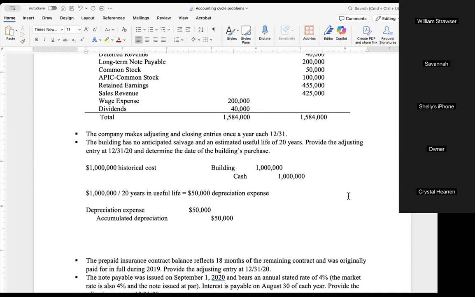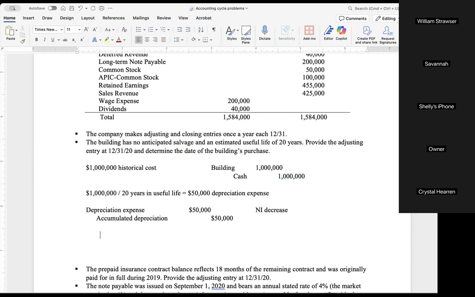If we debit and credit these accounts, how do I classify? What is depreciation expense? What does it affect? Net income. Yep. It decreases. And okay, this one is a little different. What does this do? Does it decrease the asset? Yeah, exactly, Crystal. Okay. It's a contra asset account.